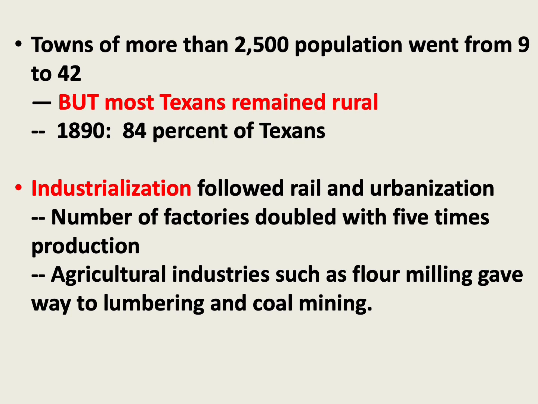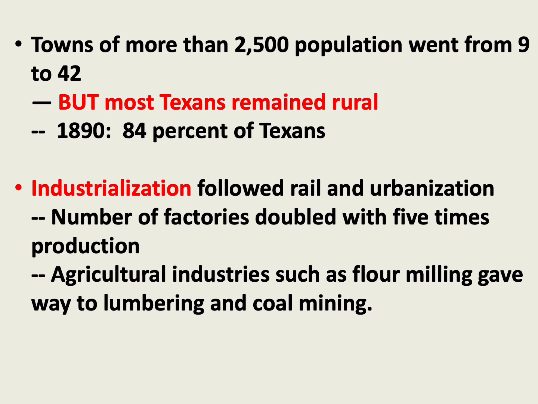Now, if you look at towns of more than 2,500 population, the number went from 9 to 42. But despite the urbanization, the vast majority of Texans remained in rural areas, rural being defined as living on a farm or in a very small town. There was also a huge increase in the number of factories in Texas, although nothing like the northern states.